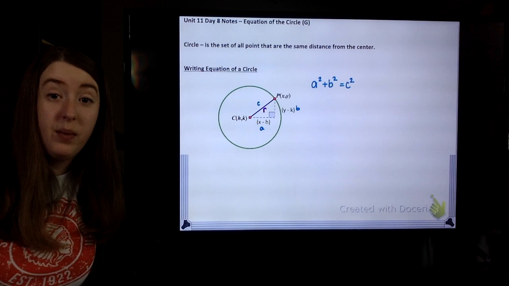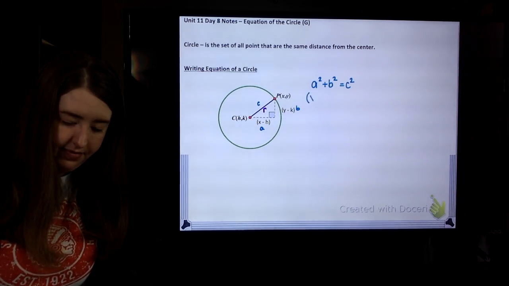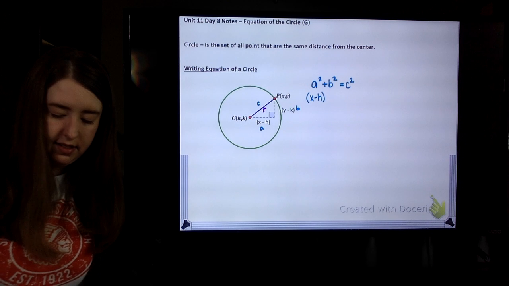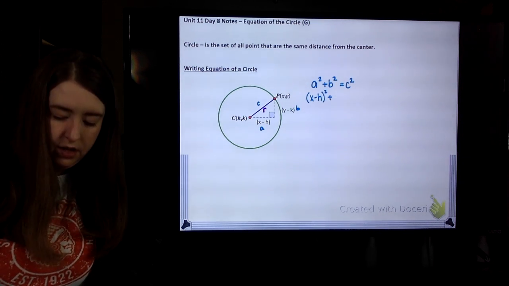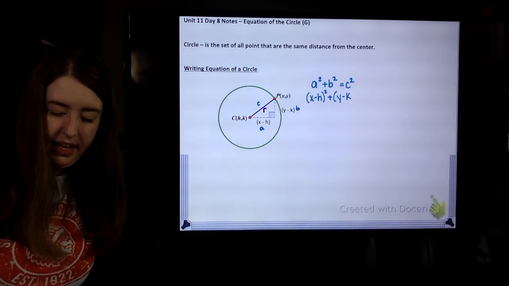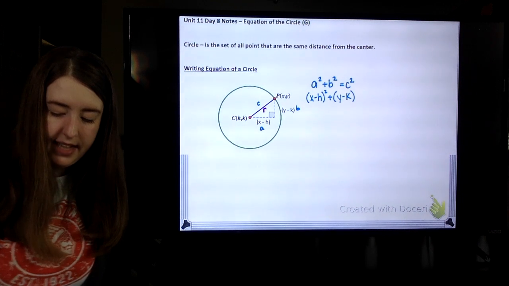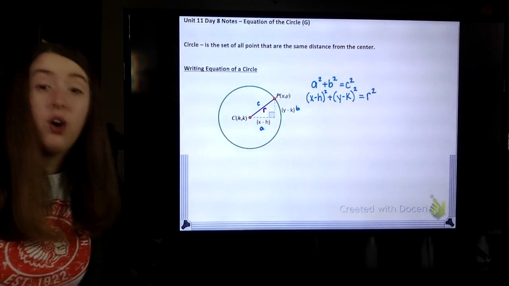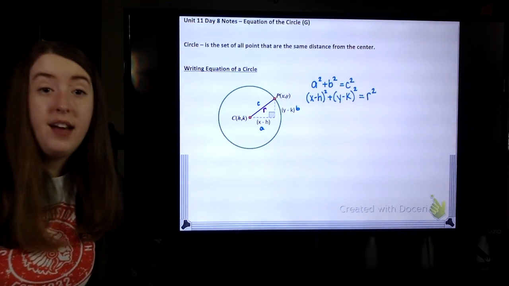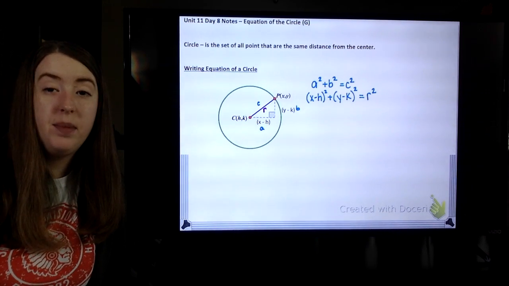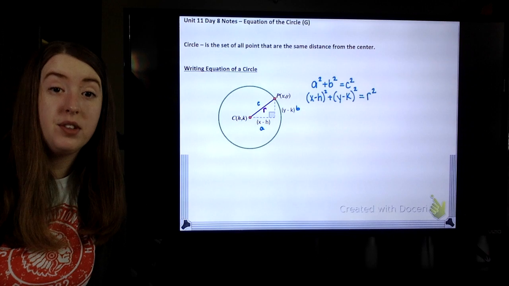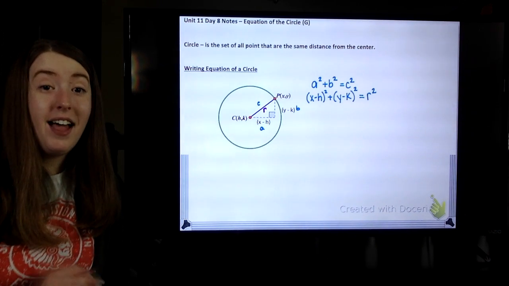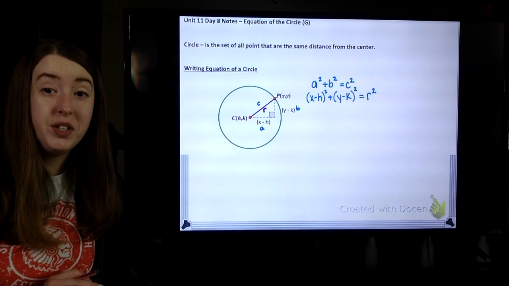Then we can plug in what we had for A, x minus h, plus what we had for B, which was y minus k, and plug in what we had for C, which was r for our radius. And we end up with (x minus h) squared plus (y minus k) squared equals r squared. So you're going to see this for every equation of a circle.